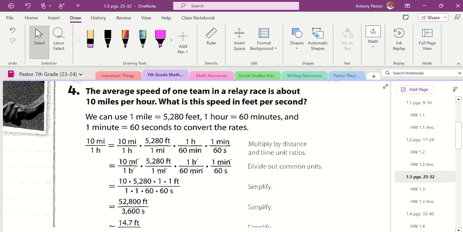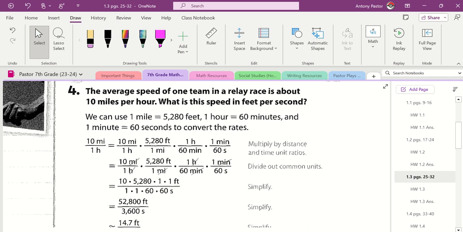So we put 10 over 1 hour. We're going to multiply that by 5,280 feet in 1 mile. So we have to do this multiple step thing. So if they're traveling 10 miles per hour, we want to find out how many feet they're traveling per second. We're going to be doing a lot of different things. So 10 miles per hour times 5,280 feet per 1 mile.